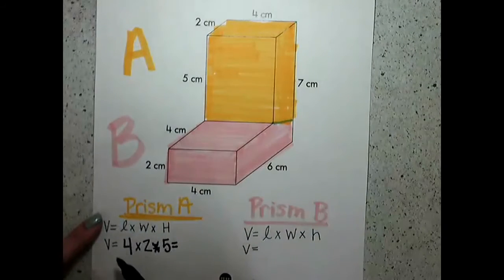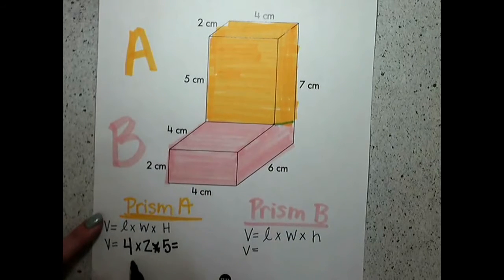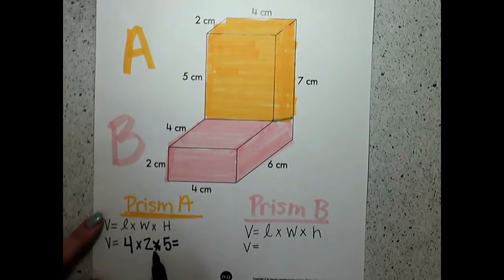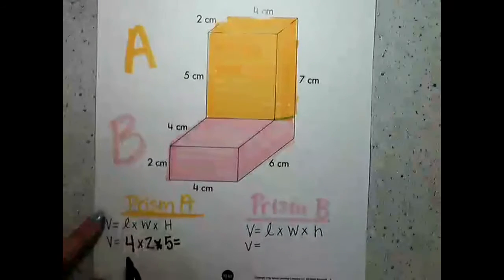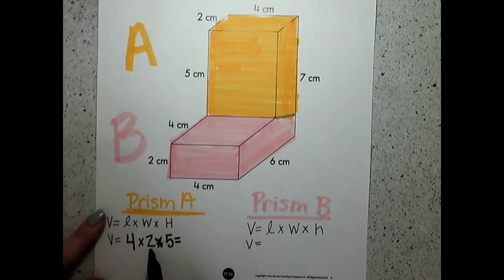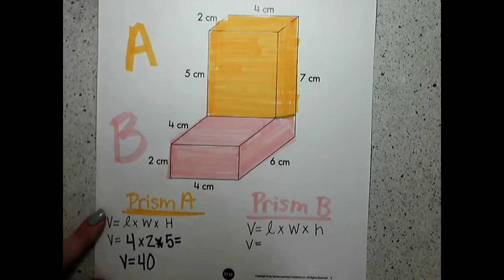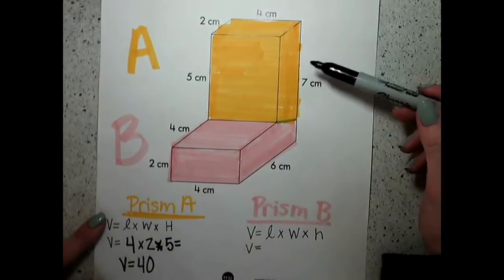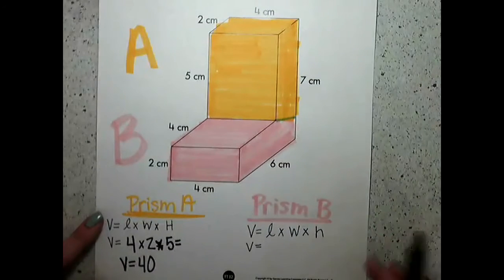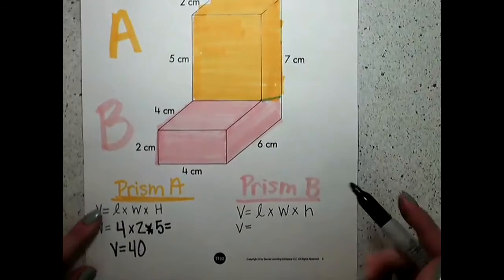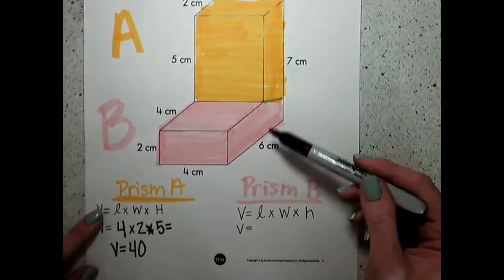In order to find the volume of prism A, I need to solve 4 times 2 times 5. I know that 4 times 2 is 8. I know that 8 times 5 is 40. The volume of prism A is 40. Next, I'm not done. I need to move on to my second prism, prism B.